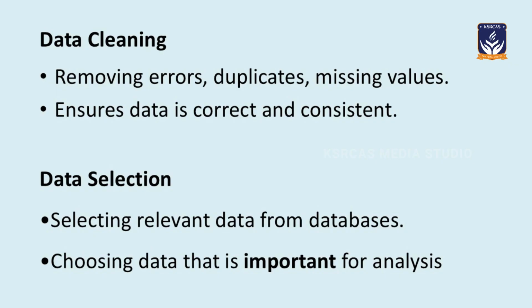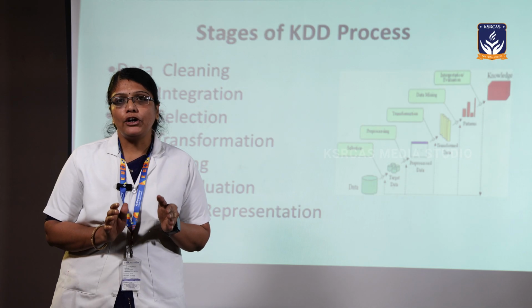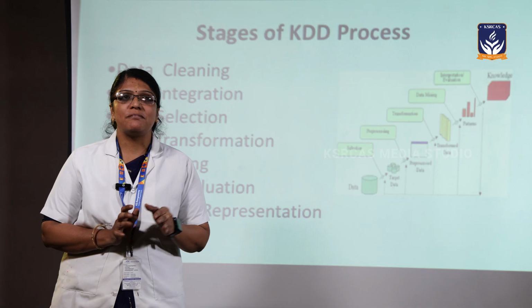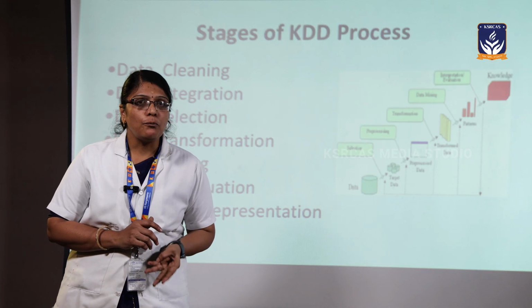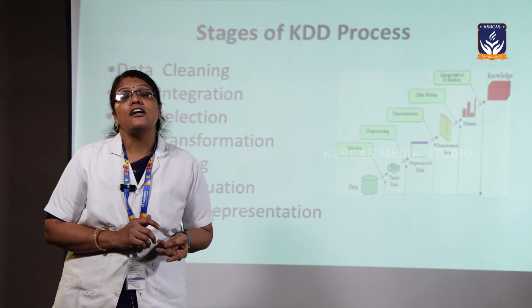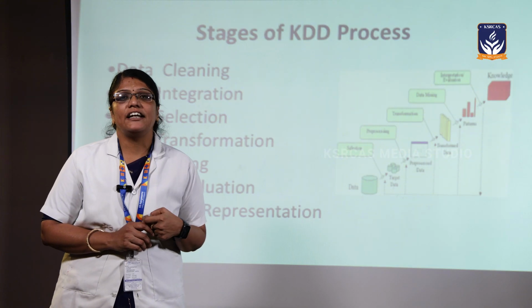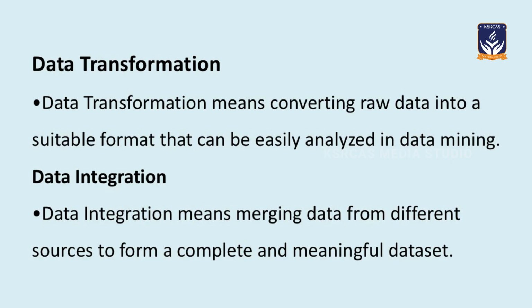The next one is data selection. It chooses only the data that is needed for analysis. If a bank wants to predict the loan for a customer, they select only credit amount, employment details, loan amount, repayment history, like that.